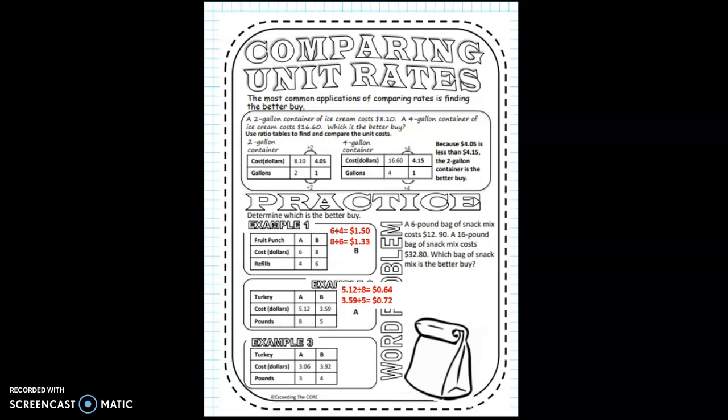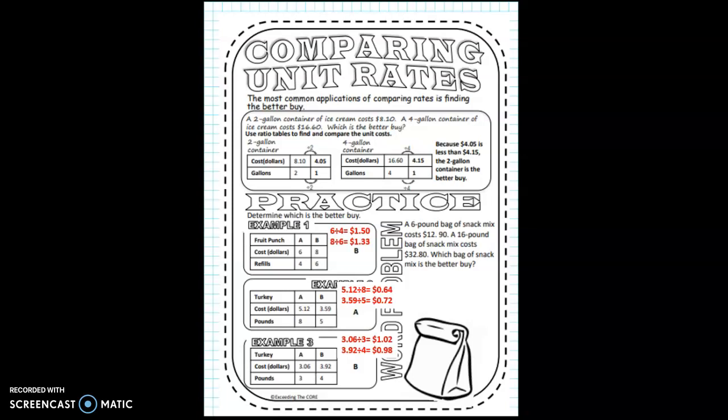Example 3 is another turkey. This one is $3.06 for 3 pounds, and the other one is $3.92 for 4 pounds. We need to find the cost per pound. $3.06 divided by 3 is $1.02. $3.92 divided by 4 is 98 cents. 98 cents per pound is the better deal.